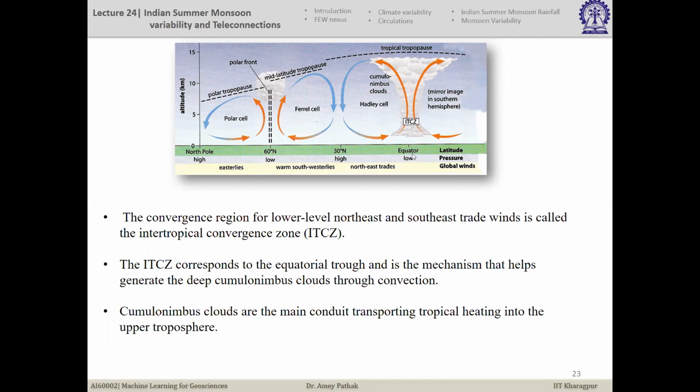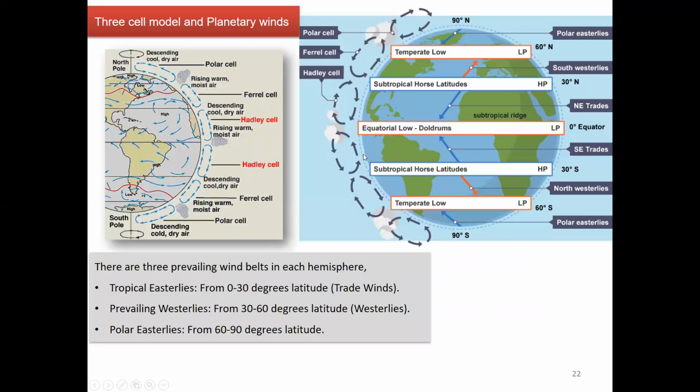Since there is more warming taking place, there is a strong low pressure formation here. Over the pole, the height of the tropopause is less and there is less warming, so there is less expansion and a strong high pressure formation here. In between, we have the high pressure over the subtropical ridge, the subtropical horse latitude. It's called horse latitude because strong subsidence takes place. So these are the regions of the earth with very low productivity.